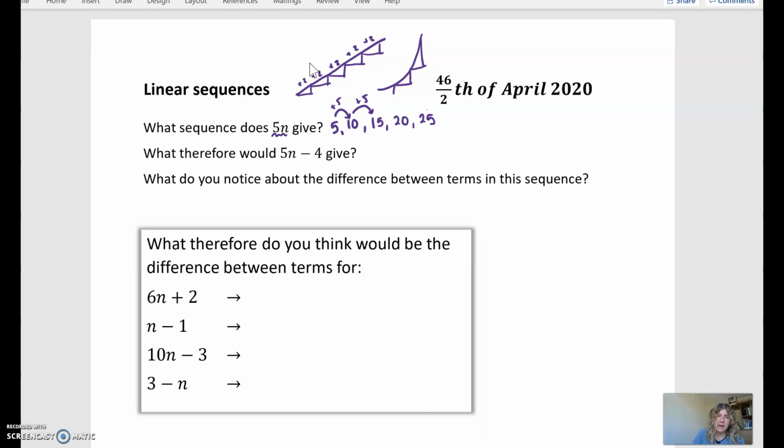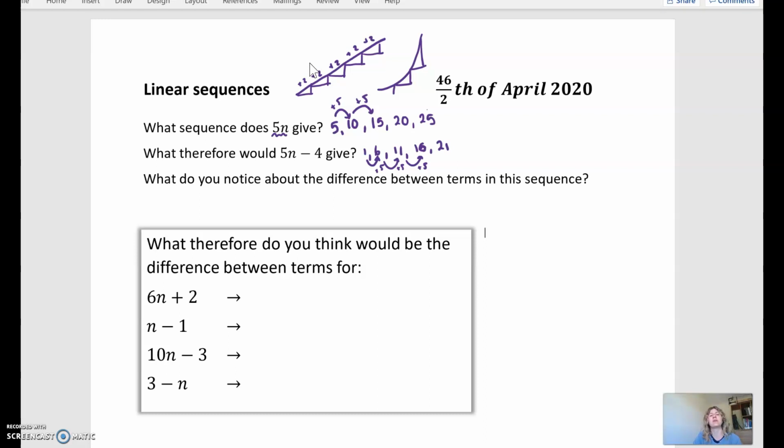All right. Next one we're going to look at is 5n minus 4. So 5n minus 4, again, if we just take away 4 from each of these, that's going to give us the new sequence. So 5 times 1 is 5, 5 minus 4 is 1. So our first one is 1. 10 minus 4 is 6. 15 minus 4 is 11. 20 minus 4 is 16. And 25 minus 4 is 21. Now if we look at this again, going from 1 to 6, we're going up by 5. 6 to 11, we're still going up by 5. 11 to 16, we're still going up by 5. So every time we're still increasing by 5.